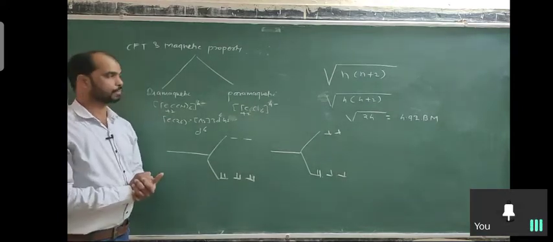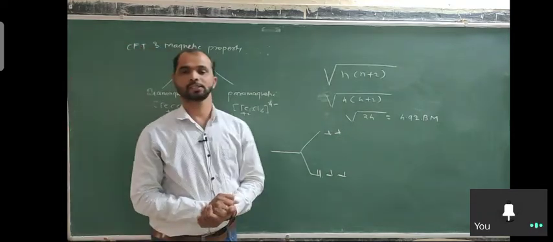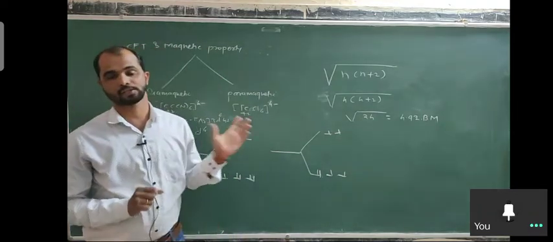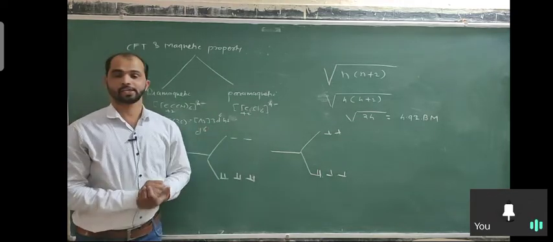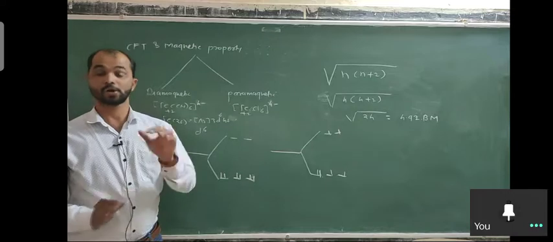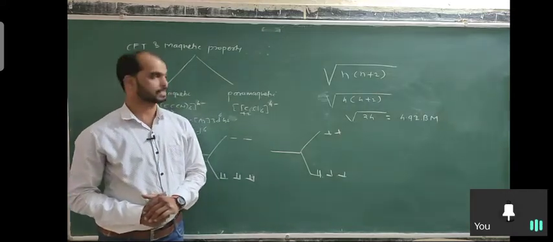So this is all about today's lecture. In the next lecture we are going to discuss a very important point of crystal field theory: the distortion in octahedral complexes, the Jahn-Teller distortion. What distortion means, we are going to discuss in the next lecture.